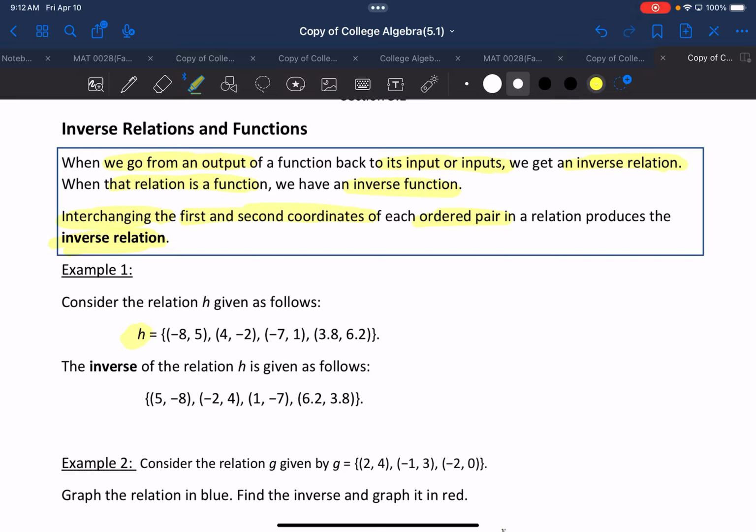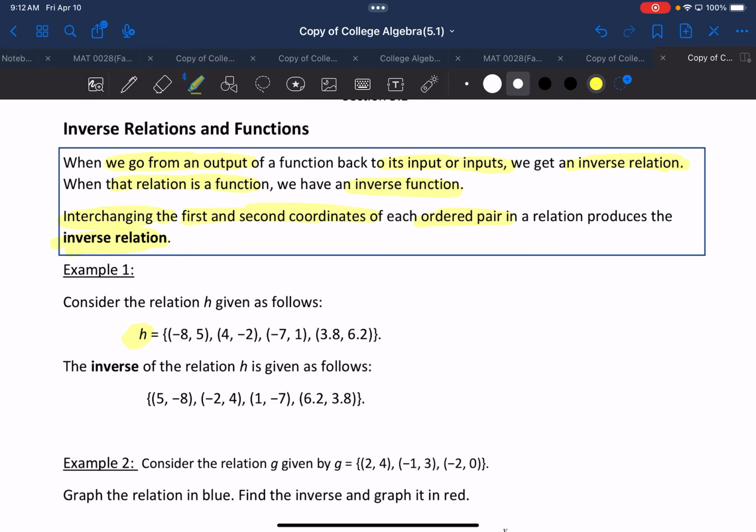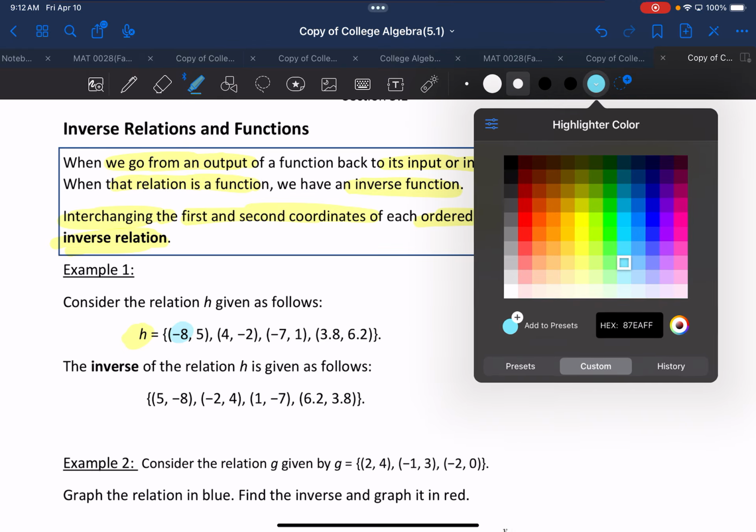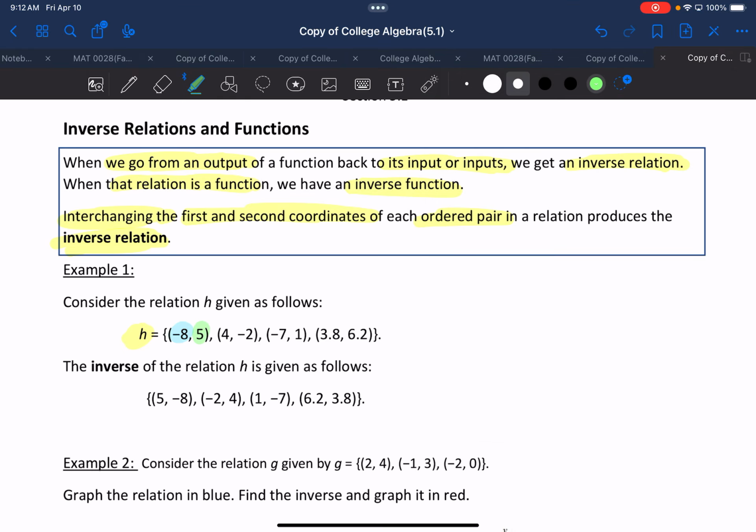So in this example here, H is the set of ordered pairs, -8, 5. So -8 is my x coordinate in that first point, and 5 is my y coordinate in that first point. And I can keep going. All the x's here are 4, -7, and 3.8, and then all the y's are -2, 1, and 6.2. So this is a set of ordered pairs, and if I was asked to find the inverse of that relation, I would just list the ordered pairs where I'm switching these coordinates.